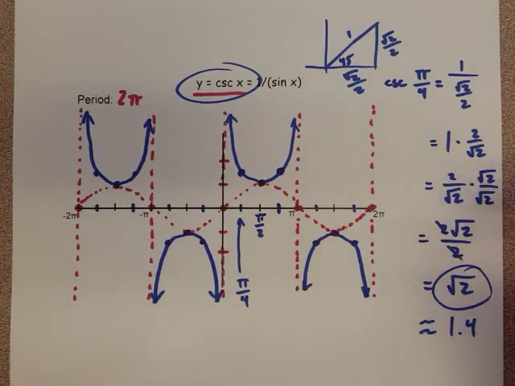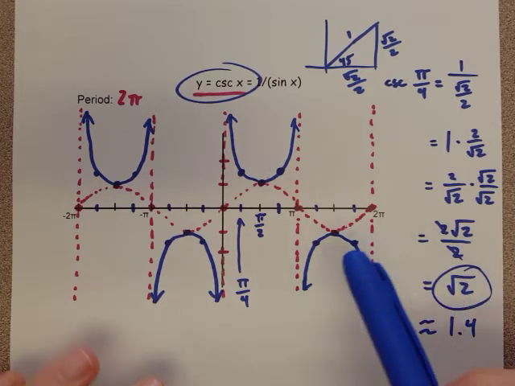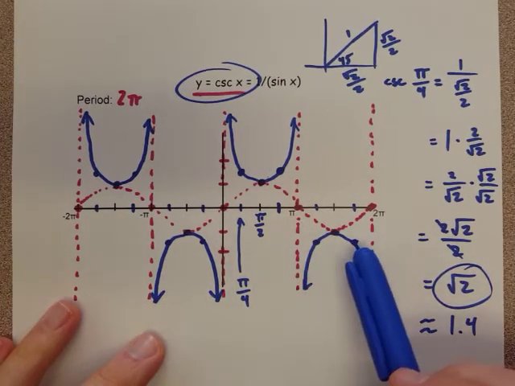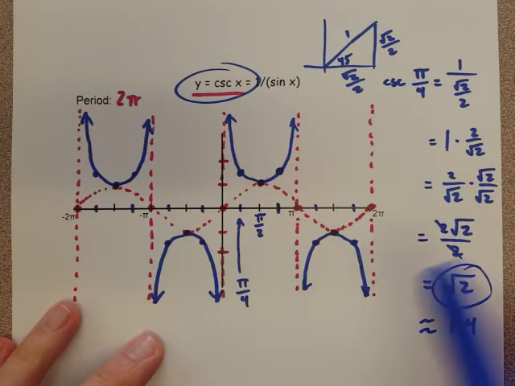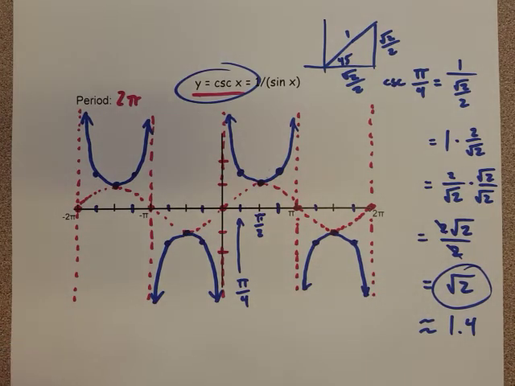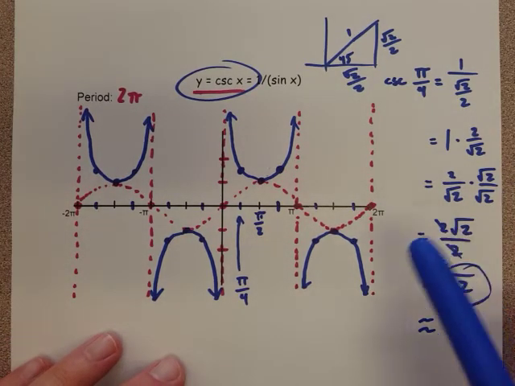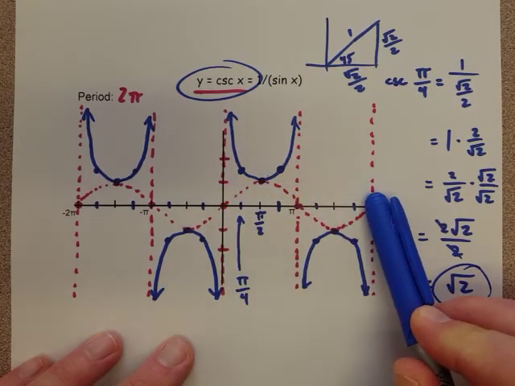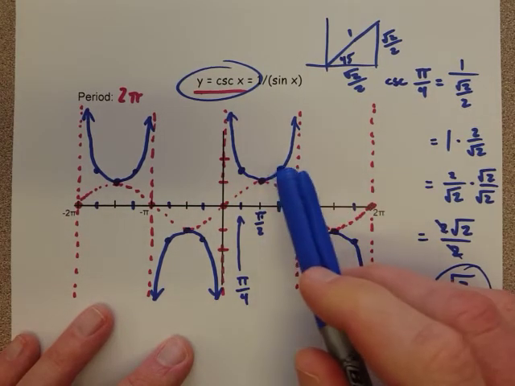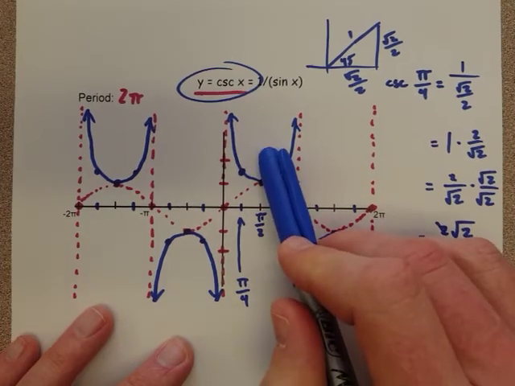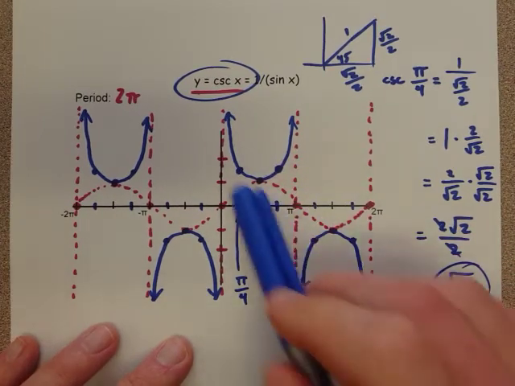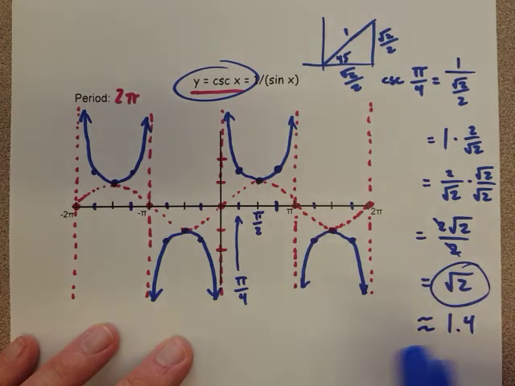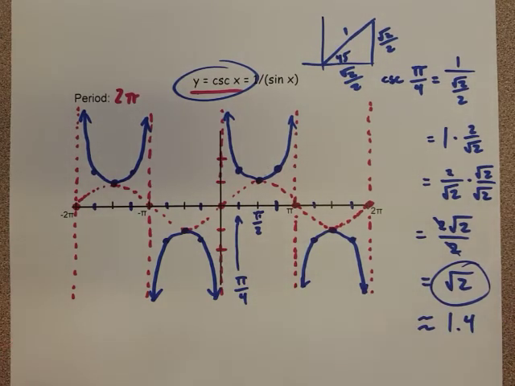Now I do want to mention here that the period is 2 pi. You might be inclined to think that this represents 4 full periods, but it really doesn't. It represents 2 full periods of this graph. The full period is from where the sine starts to where the sine ends. So 1 full period of cosecant is 1 branch up and 1 branch down. So this gives us a total of 2 full periods in this case.